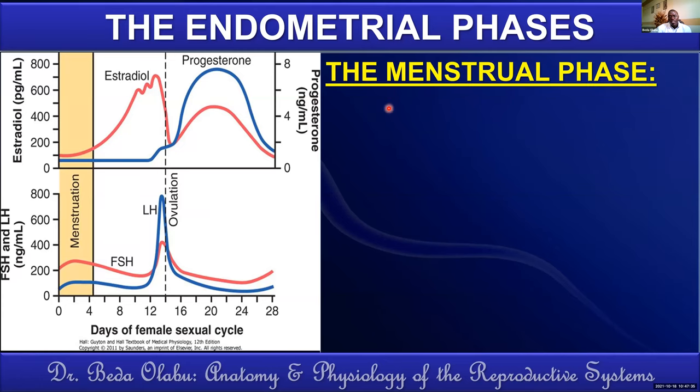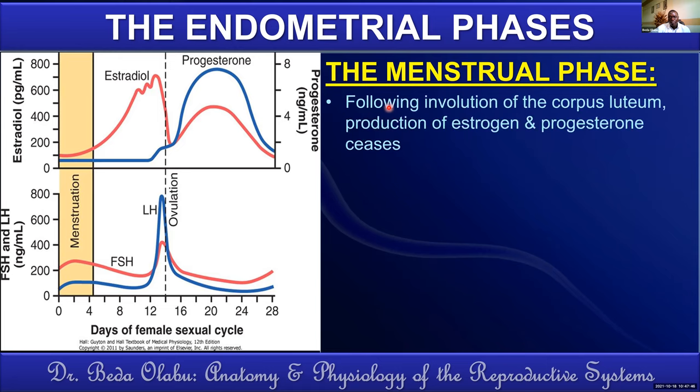So the first phase of the endometrium I want to talk about is what we call the menstrual phase. I've already told you that the corpus luteum usually involutes. The corpus luteum produces hormones, but if it involutes 14 days after ovulation, it means that we are going to have reduction in the levels of ovarian hormone secretion. The reduction in the levels of ovarian hormone secretion is responsible for the menstrual phase of the endometrium.